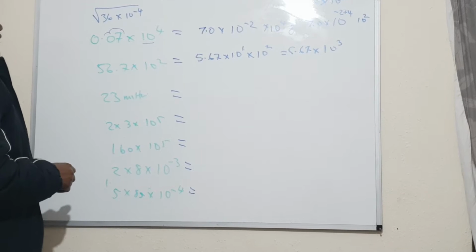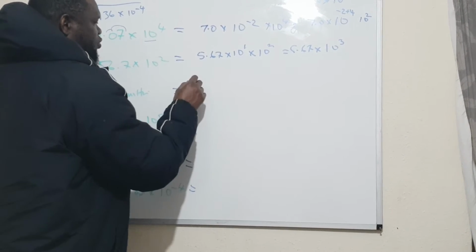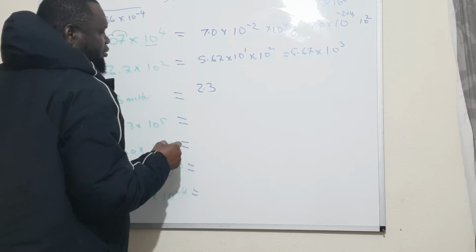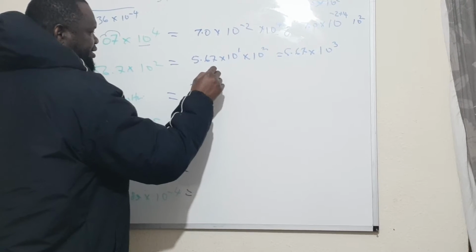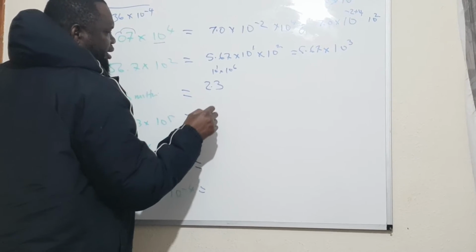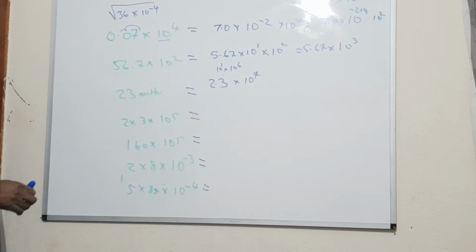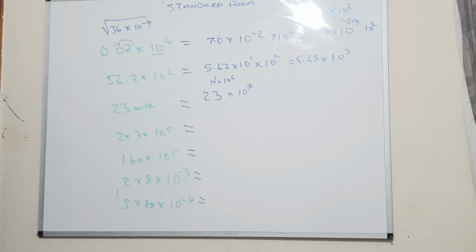23 million, yes? How many zeros in a million? 6 zeros. Yes. So we have our 2.3 first, and 10 to the power 6 is a million. And then 2.3 needs a 10 to the power 1. So 10 to the power 7. 2.3 times 10 to the power 7.